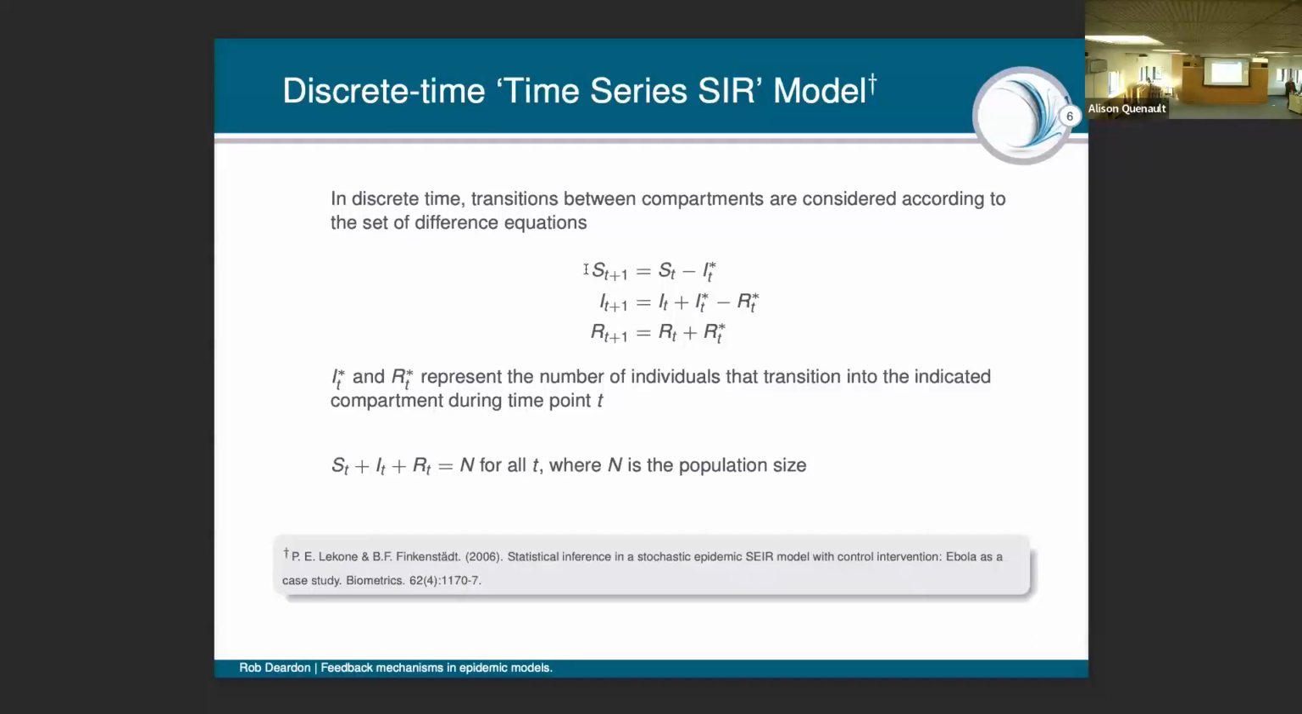At time t plus 1, the number of susceptibles will be equal to the number of susceptibles at the previous time point minus those who are newly infected. The number of infectious at time t plus 1 will be the number previously infectious plus those new ones minus any of those that have been removed, and then they obviously enter the removed state for time t plus 1. You can find descriptions of this sort of discrete time or time series SIR model in lots of different places. The one that I always go to, because I was at Warwick when they were both there, is the Lekone and Finkenstädt paper.